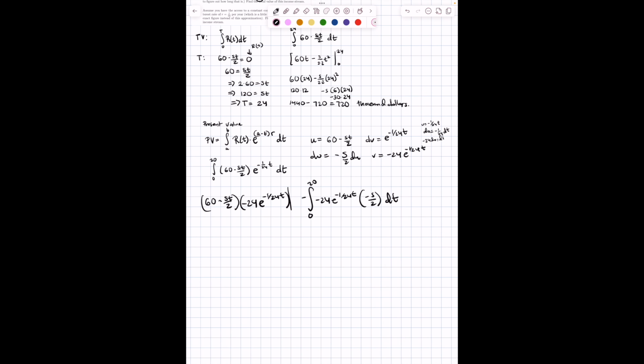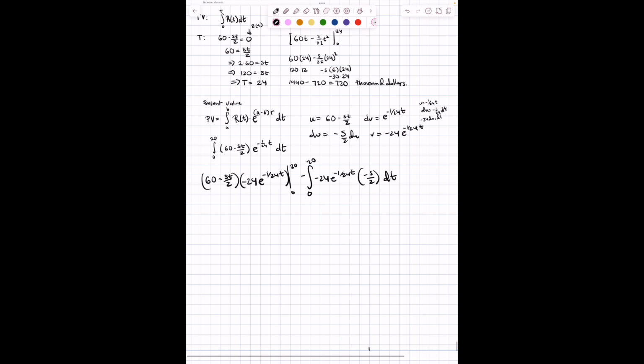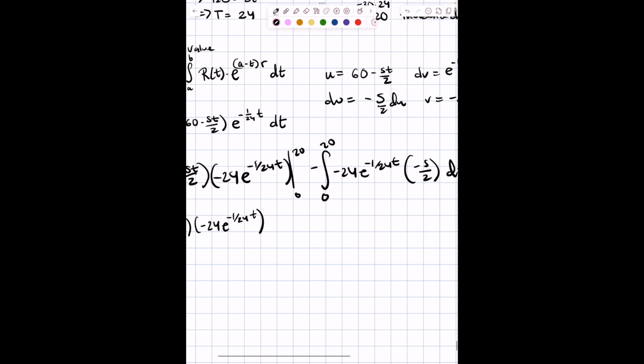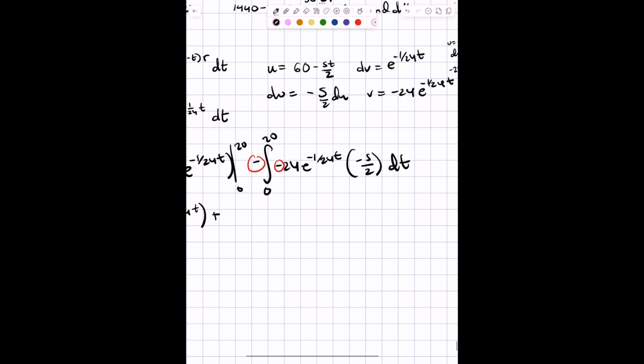This is also evaluated from 0 to 20, but we will disregard that for now. Then rewriting this, I get this, minus, well, I have a negative negative, so I'll turn that into positive. Then I can take out this 24 as well, and just evaluate this integral. Well, actually, I could take out this whole constant.